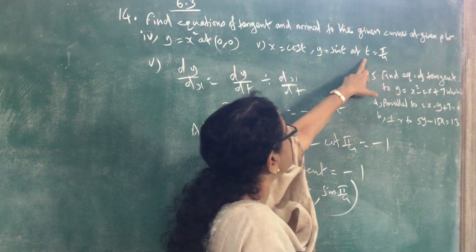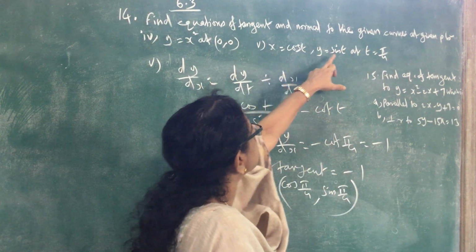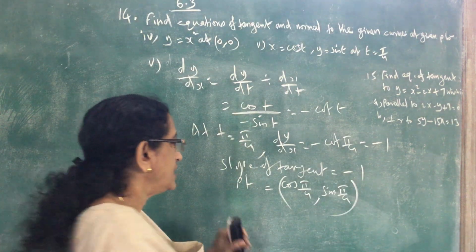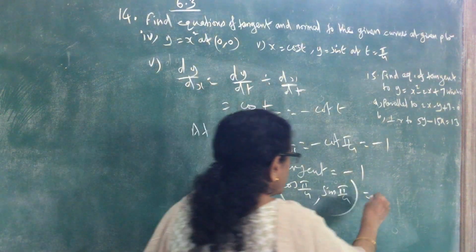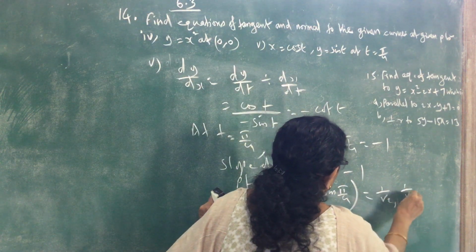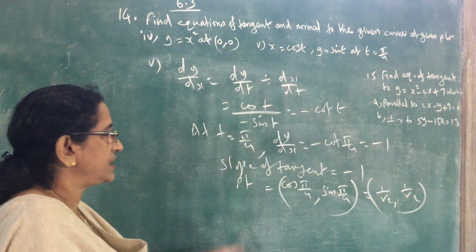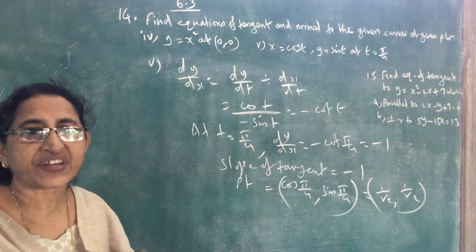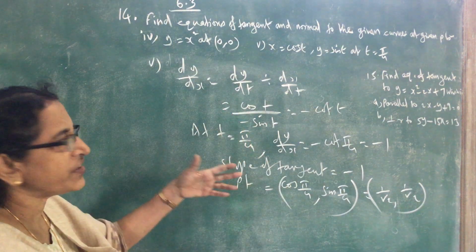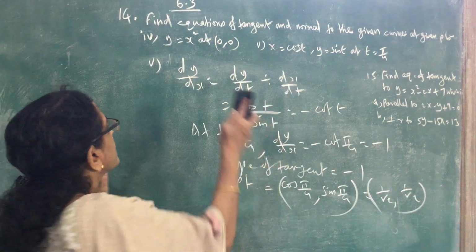We substitute t equal to pi by 4 into cos t and sin t. Cos pi by 4 and sin pi by 4 are both 1 by root 2. So the point is 1 by root 2, comma 1 by root 2. This is the point at which we want to find the equation of tangent and the equation of normal. So now we can find the equation of tangent.